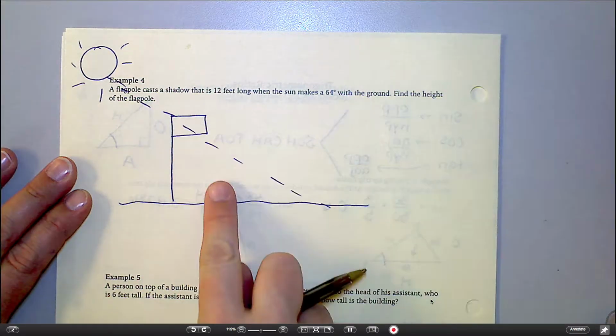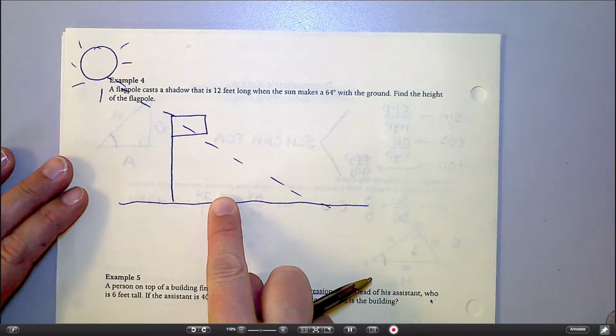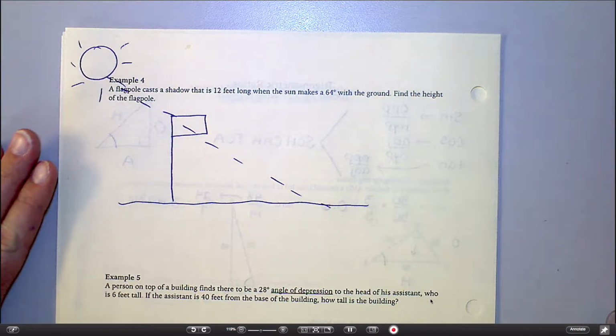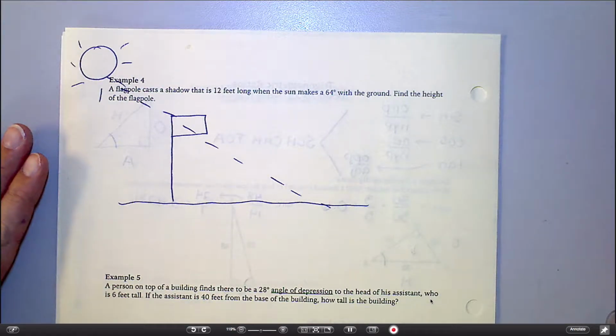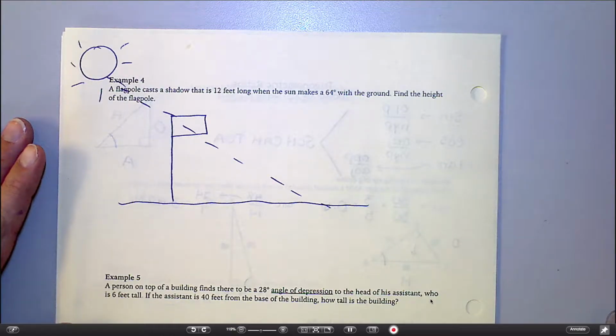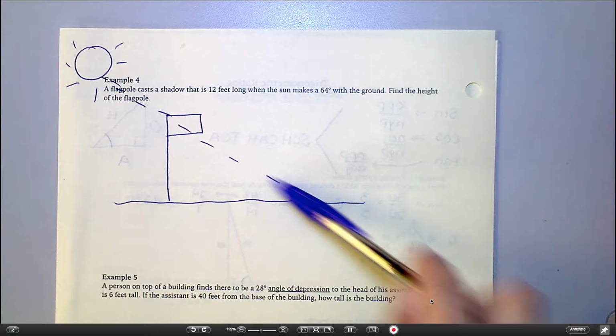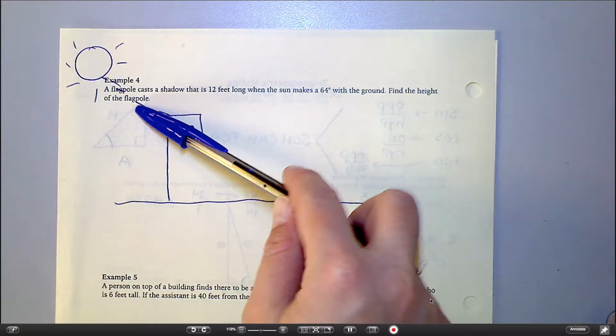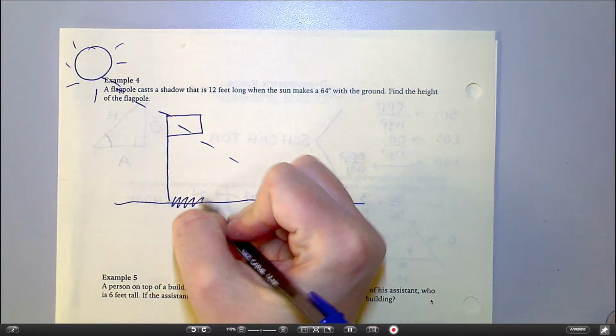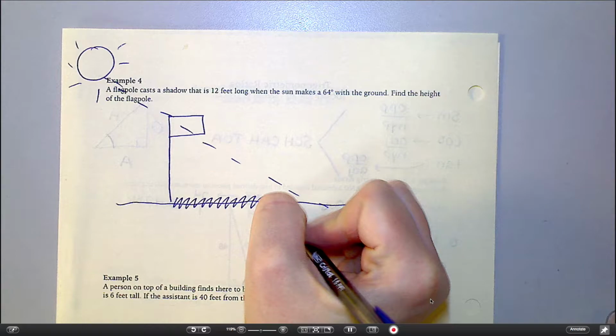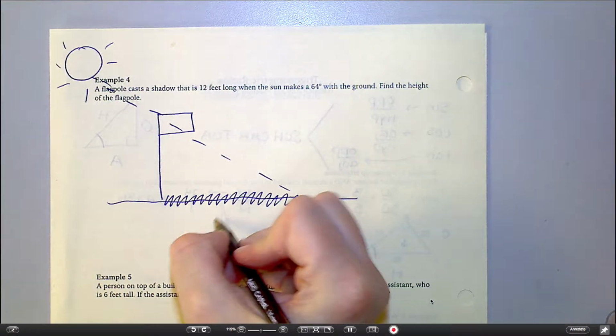Okay, and so there's my triangle right there. Everyone okay with that setup? Really, if you just wanted to draw the triangle, that'd be fine, but it's way more fun to draw flagpoles and suns. So, okay, where is a shadow located? On the ground, right? I have a lot of people who like to put the shadow on this line, okay? But the shadow would be down here. This is the shadow, okay? And so that shadow is 12 feet long.